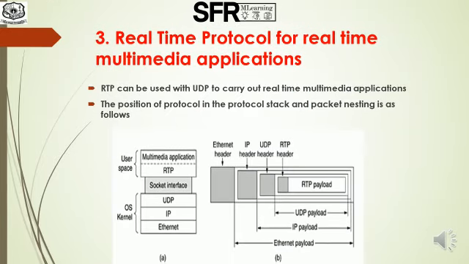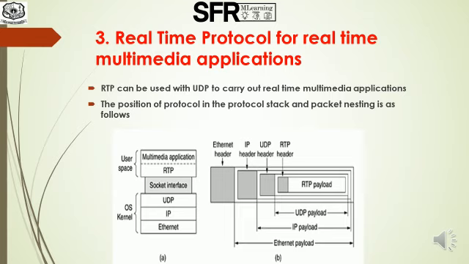Next, the third application we take as an example is multimedia application. Here, along with UDP, another protocol called RTP, that is Real-time Transport Protocol, is also used. RTP can be used with UDP to carry out real-time media applications. So, the position of the protocol in the protocol stack and the packet nesting is as follows. Here, RTP is placed on top of the UDP protocol. That is, RTP is mainly for multimedia application.